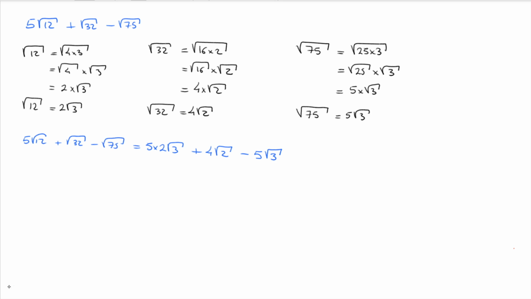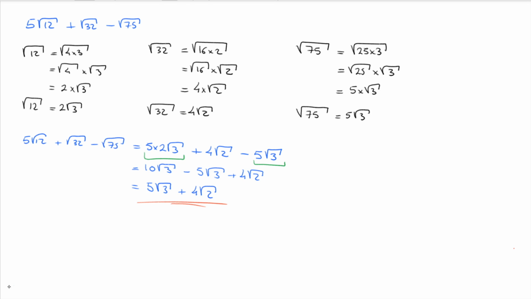And now we have several radicands here. We're dealing with the square root of 3 and the square root of 2. So the only two terms that can be gathered will be the two terms with a root 3. So the first one is 10 root 3, and we subtract from that the 5 root 3, and we're left with the 4 root 2, which we can't do anything else with. So 10 root 3 minus 5 root 3 is equal to 5 root 3 plus 4 root 2. And we're done. We've just simplified this expression.